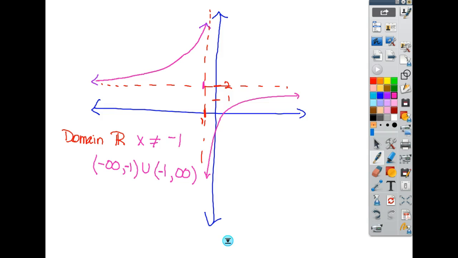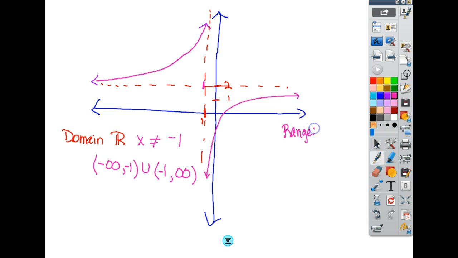So your domain and range is all real numbers except for the asymptotes. Because you can't have a point on an asymptote. Asymptotes are like no man's land. Okay? They repel. They don't let things be on them. Okay, so then the same thing for the range.